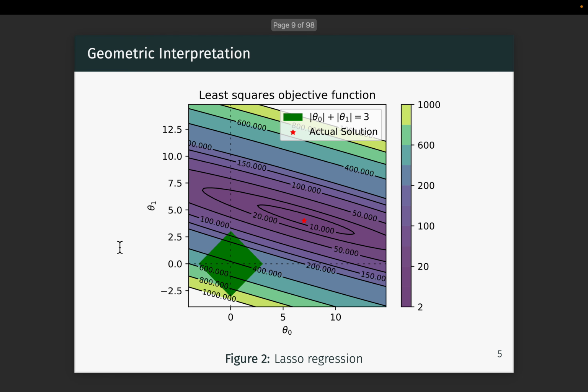Previously, we were seeing circles or hyperspheres, corresponding to theta squared. Now we have magnitude of theta naught plus magnitude of theta 1, and so on, equal to some constant. Can you see that these will be diamond-like shapes?